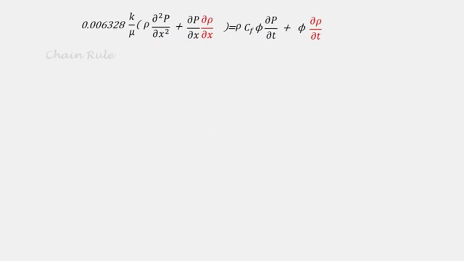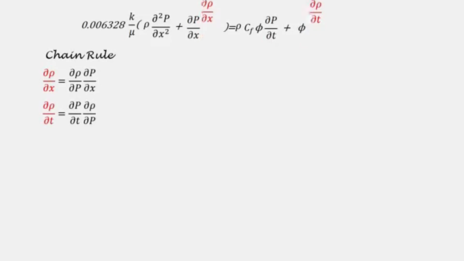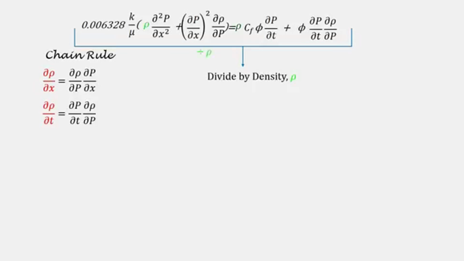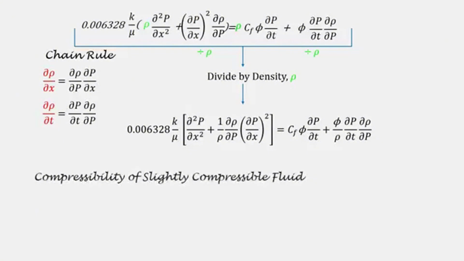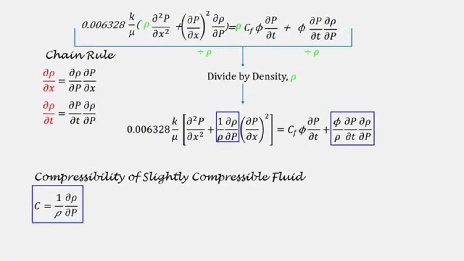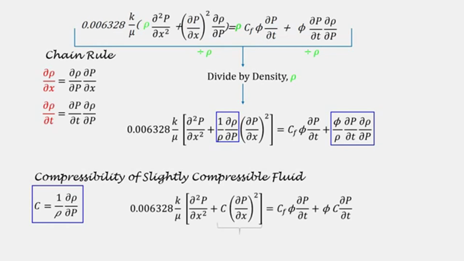Moving on, we differentiate density in terms of x and t using the chain rule, and then fit it back into the equation. Now density is too mainstream, so we cancel them out by dividing by itself. This is where fluid compressibility comes into action. This is the formula of c, fluid compressibility. Fluid compressibility is then substituted twice in the equation. We neglect the whole term as it is very small.